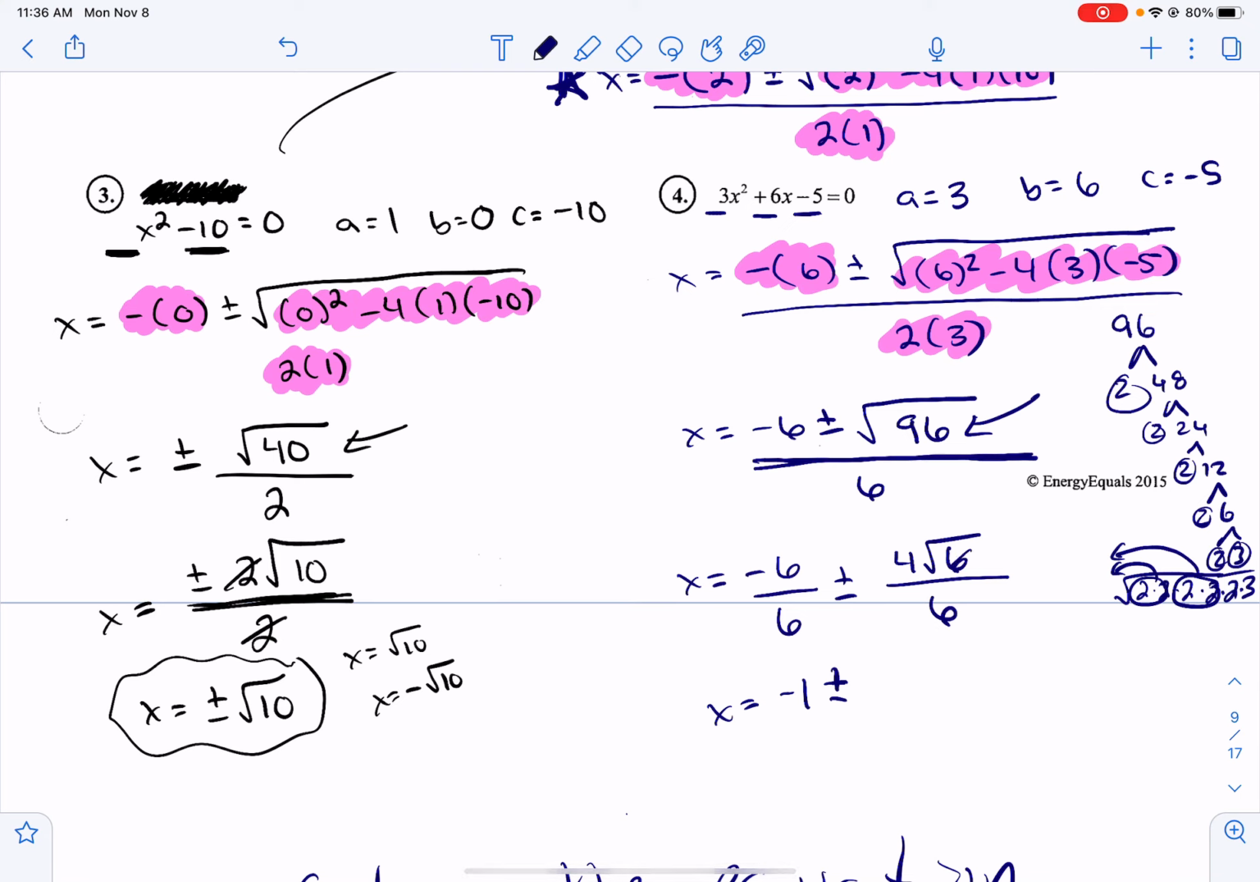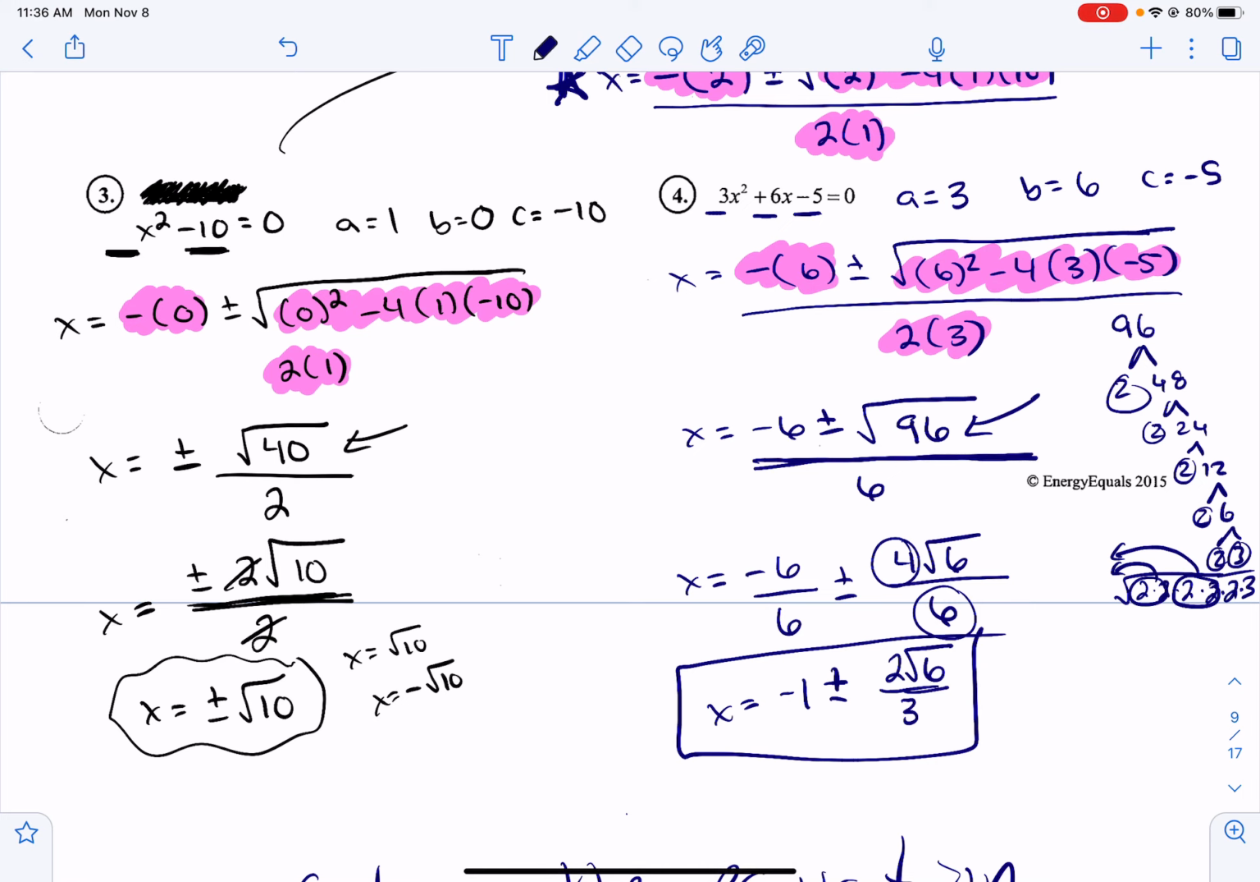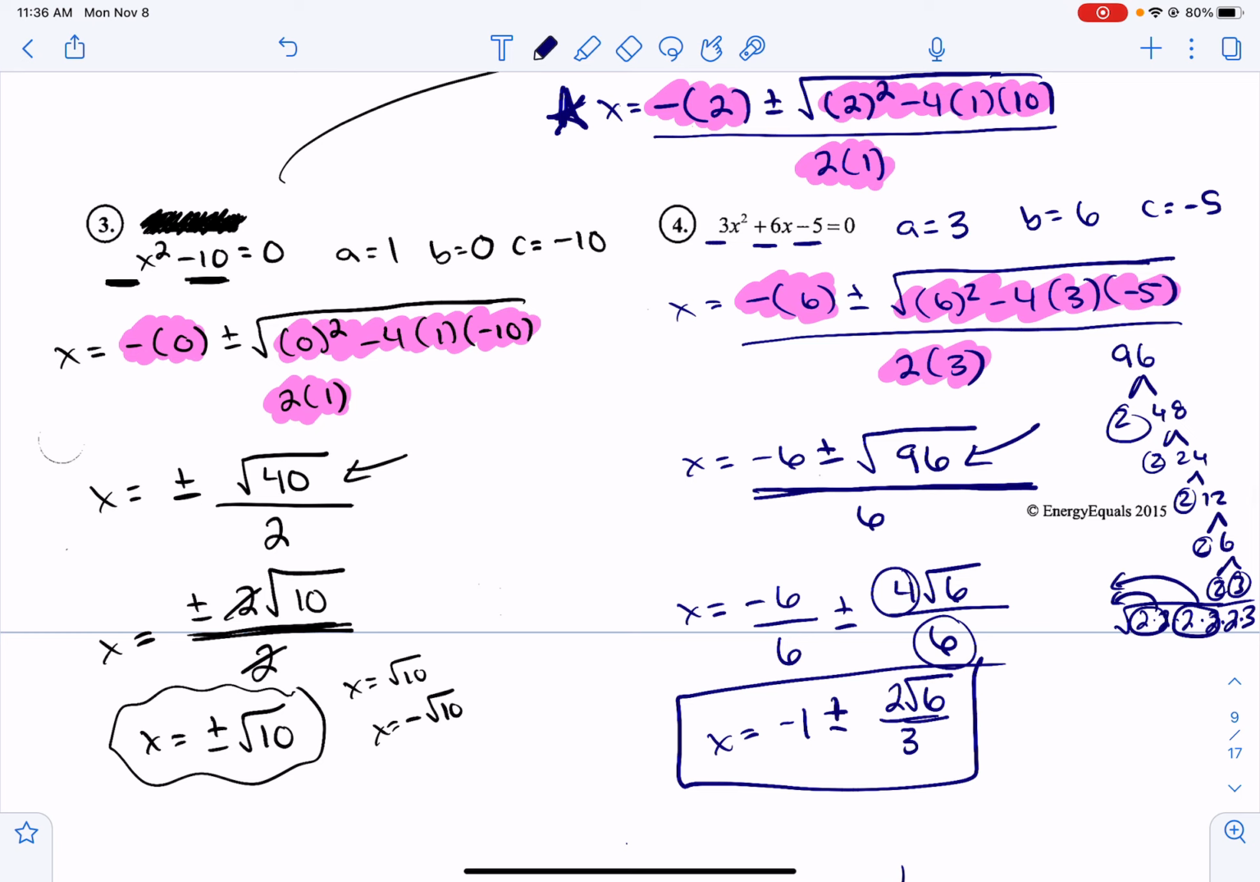Please don't cancel out the 6's. You can't do that because one of them is under a square root. But 6 and 4 simplify to become 2 over 3. And that square root just stays stuck in there. It stays a square root 6. And that right there is your final answer. Negative 1 plus or minus 2 root 6, all divided by 3.